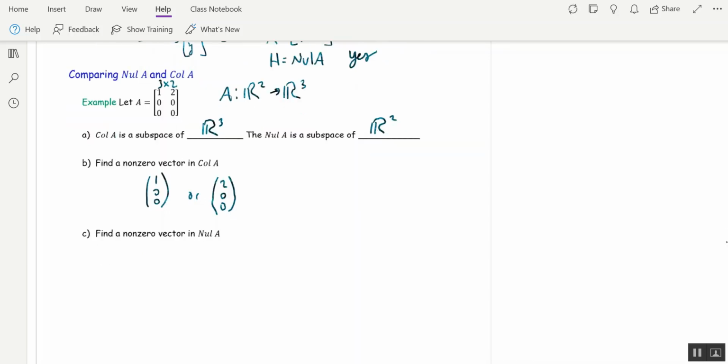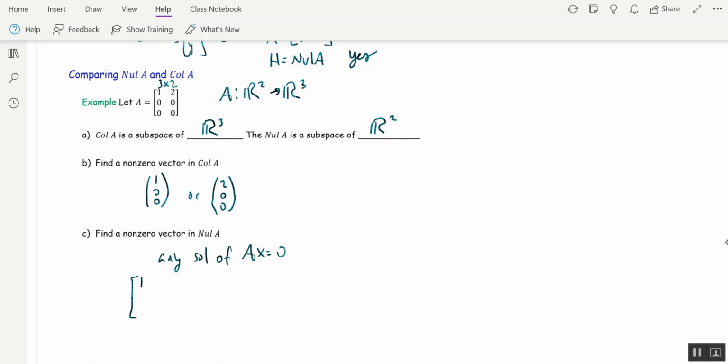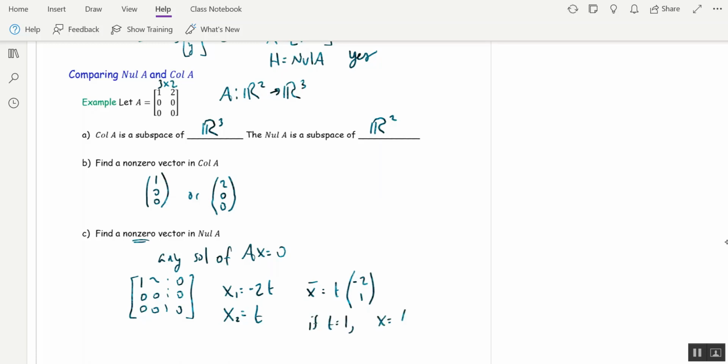Find a non-zero vector in null A. Well, now we want a solution, so we want any solution of AX equals 0. So we reduce the augmented matrix A augmented with the 0 vector. All right, that's already reduced. X2 is free, that's T, and X1 is negative 2T. So our solutions look like X bar equal T times negative 2, 1. Now I want any non-zero vector in null A, so I could take T equal to 1, and I get X equal negative 2, 1. Okay, and that is the end of this section.